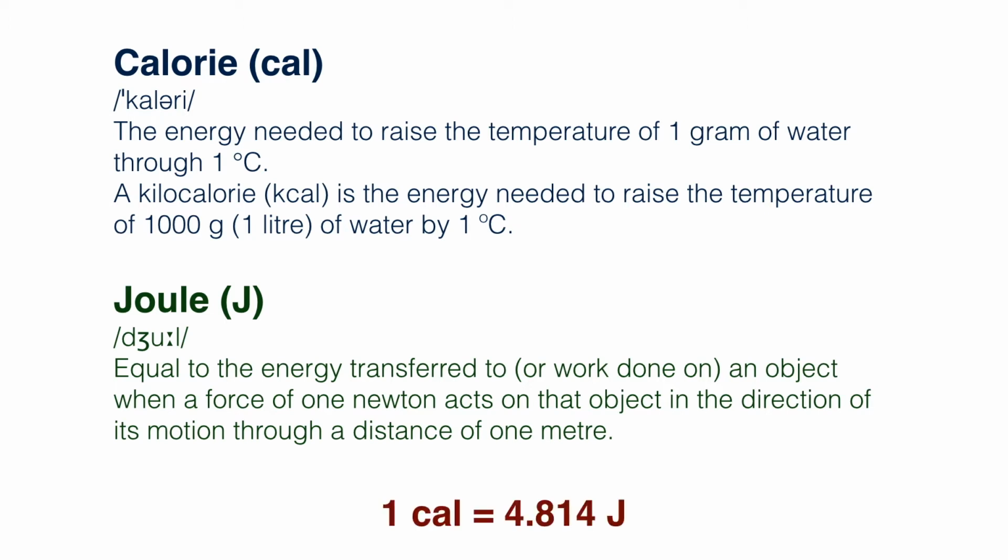And if you ever need to convert between the two, well, 1 calorie equals 4.814 joules. That also means that 1 kilocalorie equals 4.814 kilojoules. So there's what you need to either multiply by or divide by to convert one into the other.